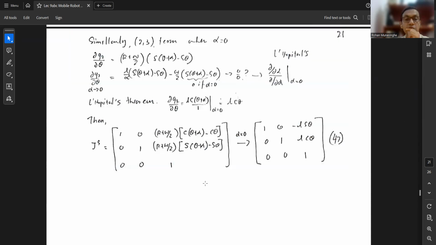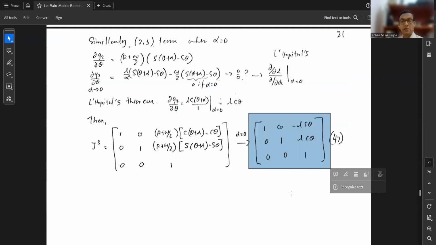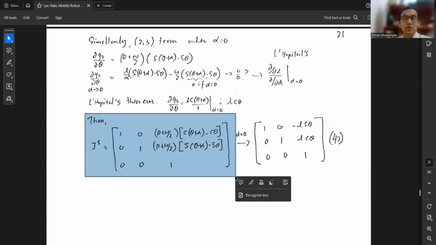So therefore, when alpha is 0, this is the state Jacobian. When alpha is not equal to 0, this is the state Jacobian. So equation 47, you have got earlier the vehicle dynamic model, and now you have got the state Jacobian.